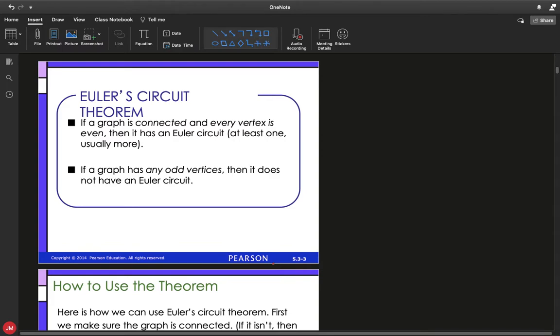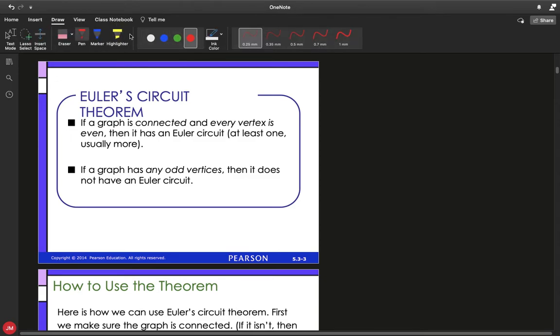So this is Euler's circuit theorem. What Euler's circuit theorem says is that if a graph is connected and every vertex is even, then it has an Euler circuit. At least one, but usually it has more. If a graph has any odd vertices, then it does not have an Euler circuit.